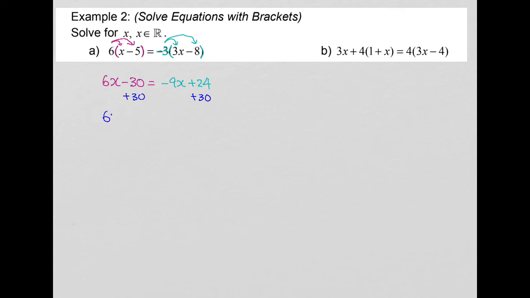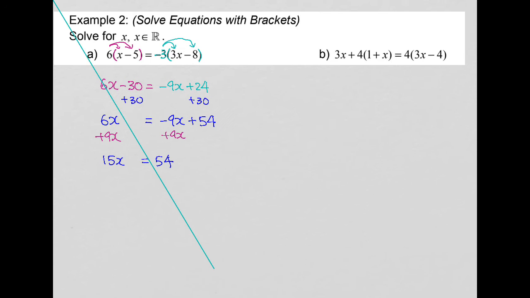You will get 6x equals negative 9x plus 54. And the next step is you want to remove the negative 9x on the right. So you have to add a 9x. So you get 15x equals 54. And how do I get x now? You have to divide it by 15 on both sides.